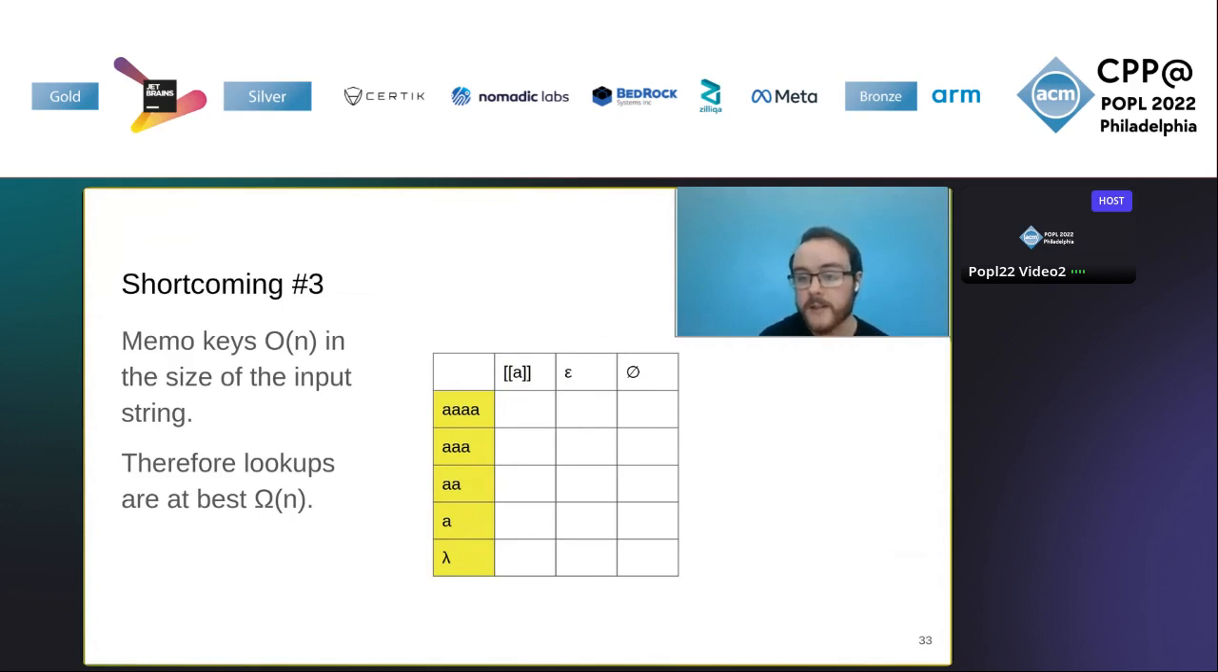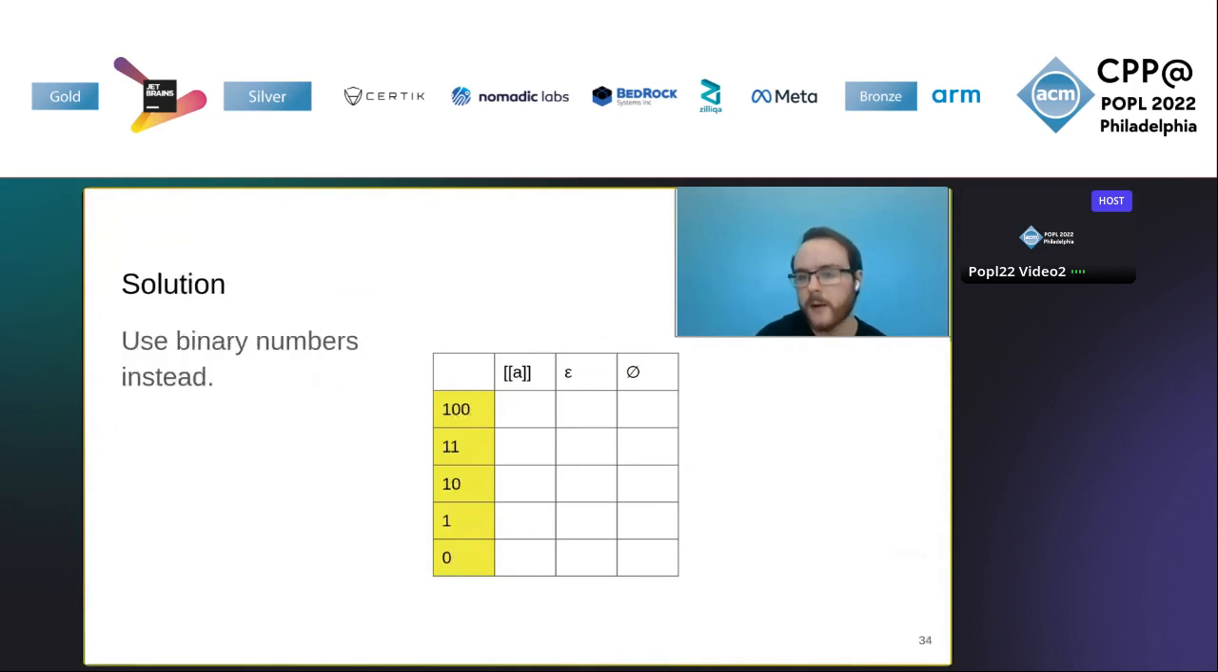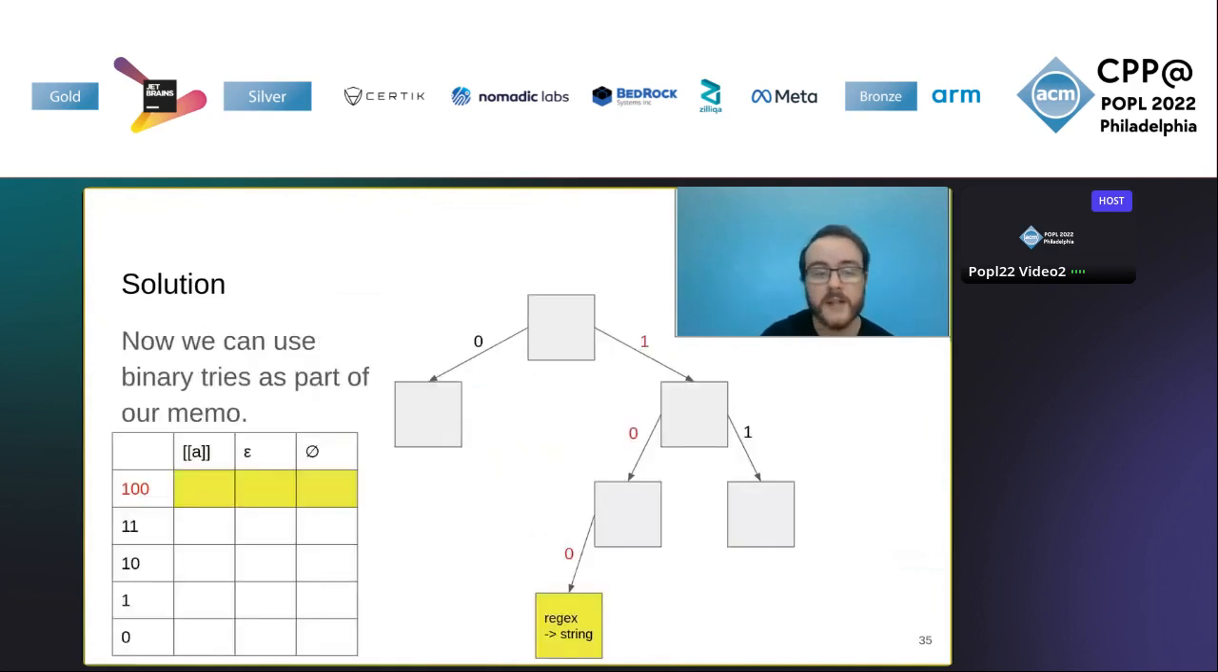Because they are all suffixes and there's only one suffix of each length, rather than representing these suffixes by what they are, we're going to represent them by their length, encoded in binary. And this is really nice because now we can use these structures called binary tries as part of our memo.